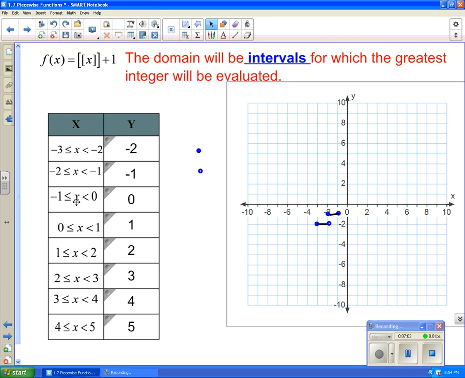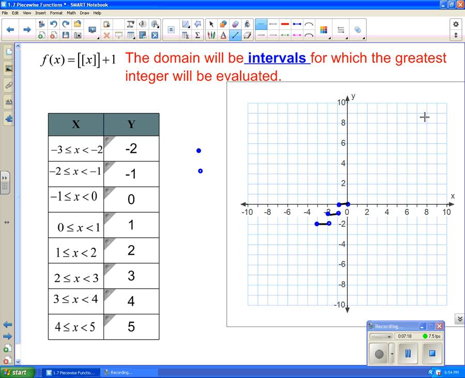And then I want to connect those dots. And then we'll do one more. Here at -1, when I reach -1, the output is going to be 0. So I have a closed dot there. And then it's going to stay 0 until it gets close to 0. So I have an open circle at 0. And then I can connect those dots.